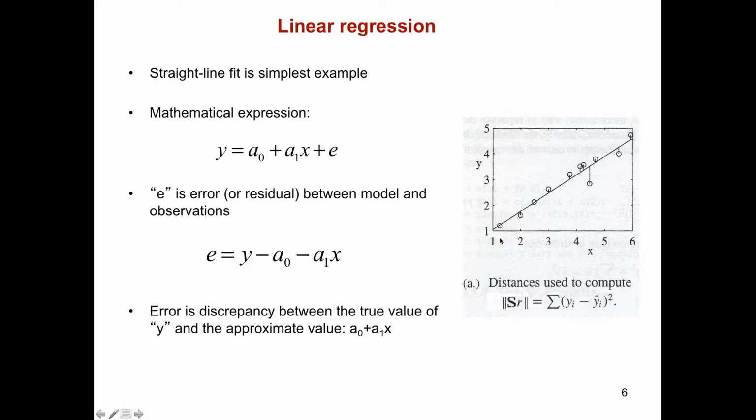For instance, when x is equal to 2, my line tells me that I should be at a0 plus a1 times 2. That's my prediction based on the line. But I'm actually not there. My y value is right here. So there's a difference between the two, and this difference I'm calling error. That's basically the discrepancy between the true value of my data and the approximate value a0 plus a1x.